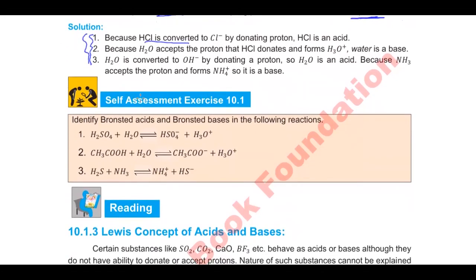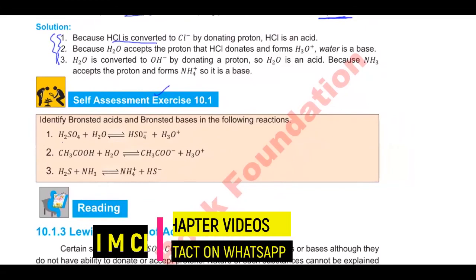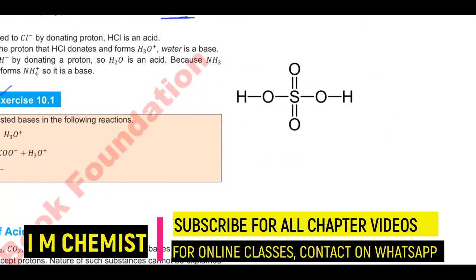Then you have self-assessment exercise 10.1. In this case, sulfuric acid reacts with water to produce bisulfate ion and hydronium ion. Acetic acid with water. Sulfuric acid का structure कैसे होता है? Sulfur belongs to group 6A, hence it can make 6 bonds. 1, 2, 3, 4, 5, 6. It has 6 valence electrons. Oxygen, same is the case with oxygen.